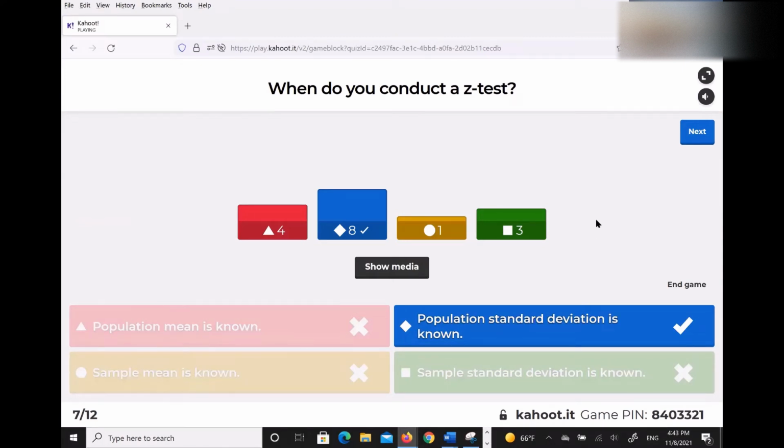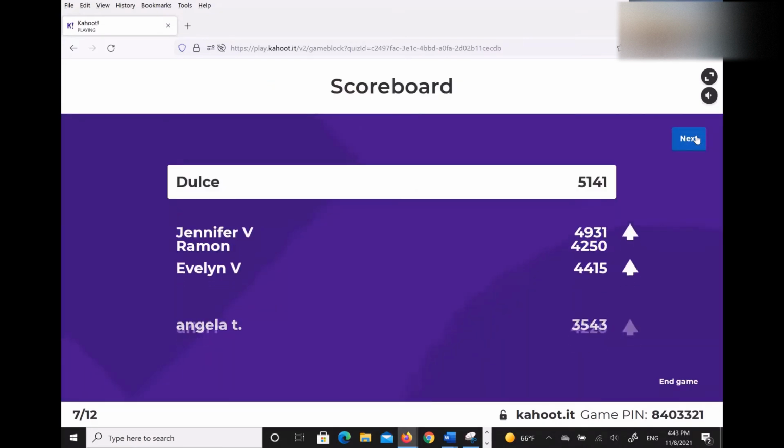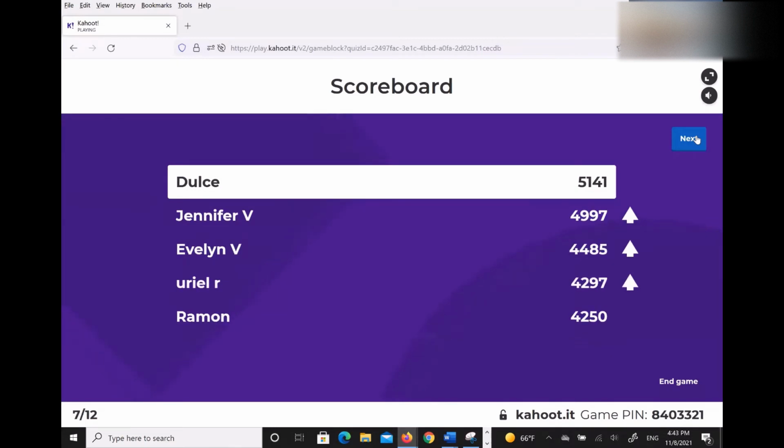All right, so it should be the population standard deviation. When it's known, the symbol for the population standard deviation is a sigma. Okay. All right, those Jennifer, Evelyn, Uriel, Ramon. Let's move on to the next one.